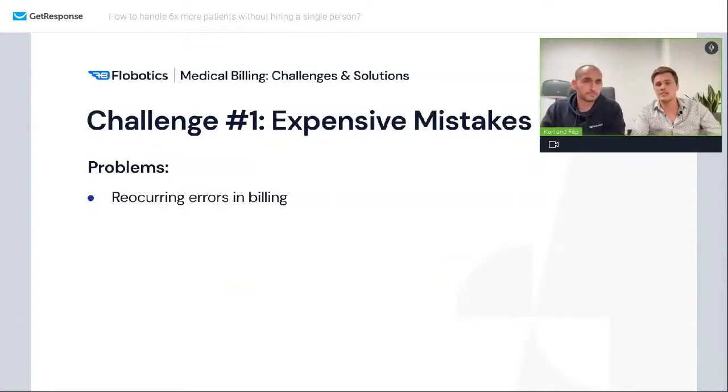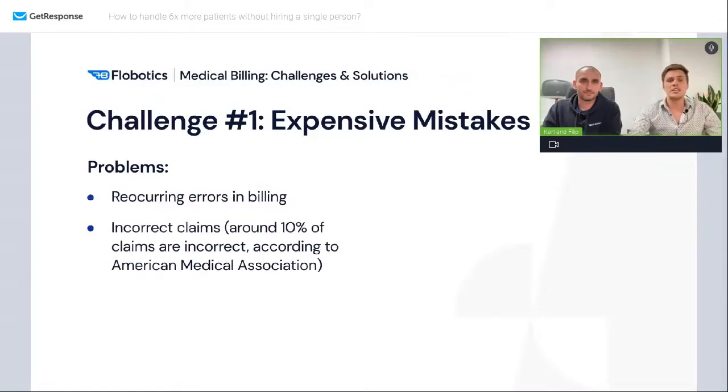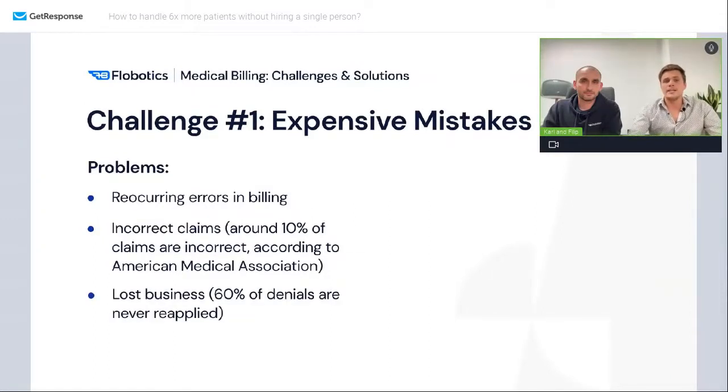Let's go and see. I'm glad you guys can relate to some of them. First, the expensive mistakes, something that basically seems pretty natural. It's just simply reoccurring errors in billing. It's incorrect claims. And according to the American Medical Association, 10% of all of the claims are wrong. And lost business because 60%, according to the same source, of denials are never reapplied.